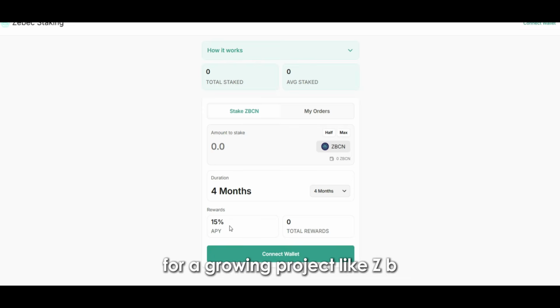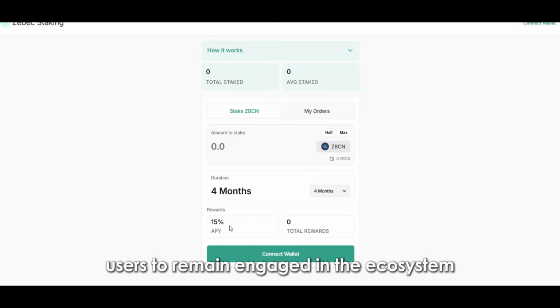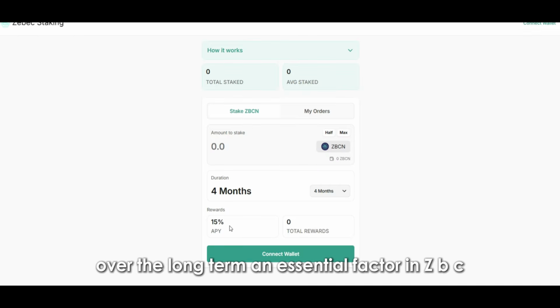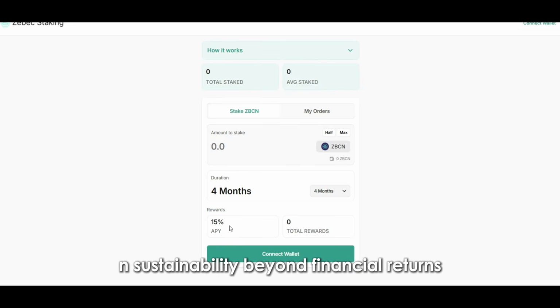For a growing project like Zbcn, staking offers a major advantage. Removing tokens from circulation increases project confidence and reduces price volatility. It also motivates users to remain engaged in the ecosystem over the long term, an essential factor in Zbcn's sustainability.